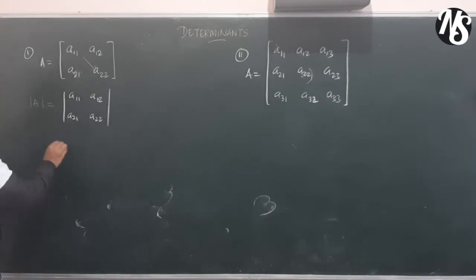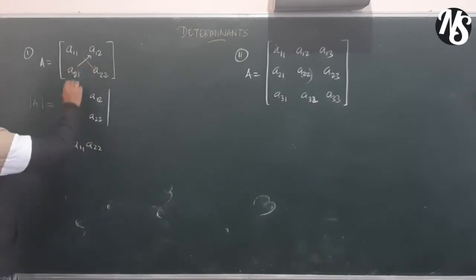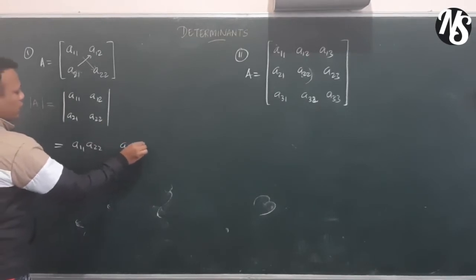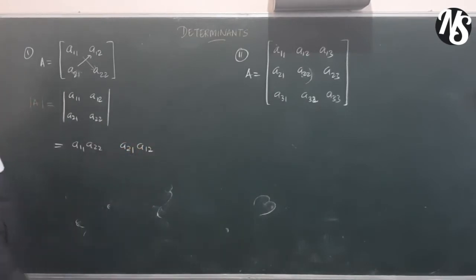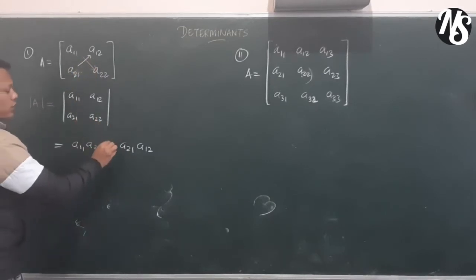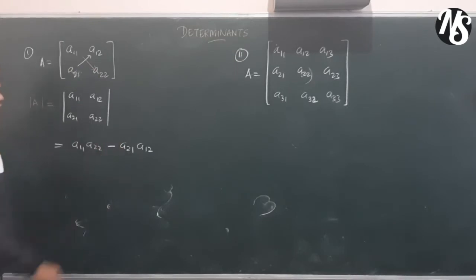The rule is, as I said, you have to follow this direction and multiply. So you get A11, A22. Now you have to follow this direction and multiply them. So you have A21, A12, or A12, A21, whichever you want. Now in between you always need to write a minus sign. That's all for your 2 cross 2.